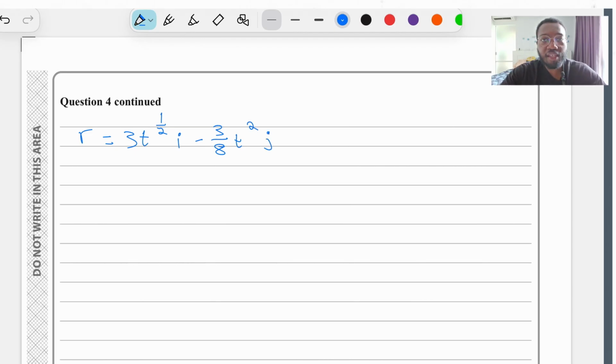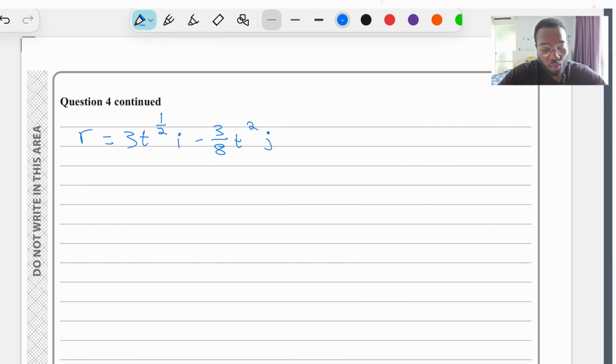Now we'll look at the speed of P. We've been given the position vector of P. In this case, you can kind of think of it like a variable acceleration. In order to work out what our speed is, we need to differentiate this, because if we differentiate this, this is like the distance or the displacement, however you want to think about it.